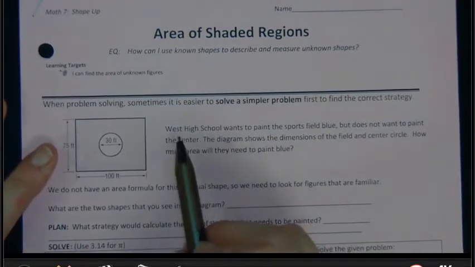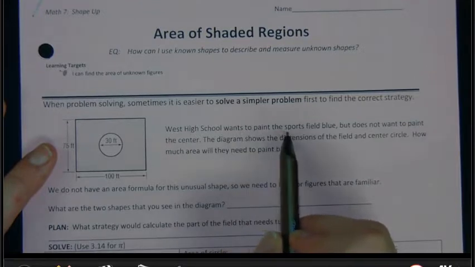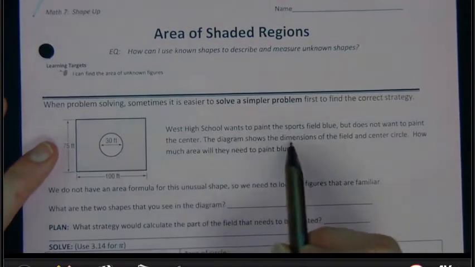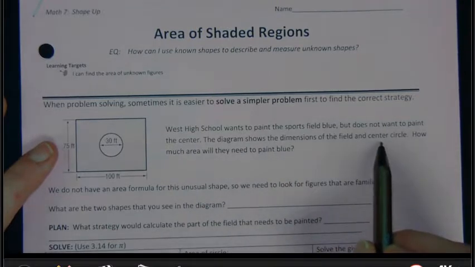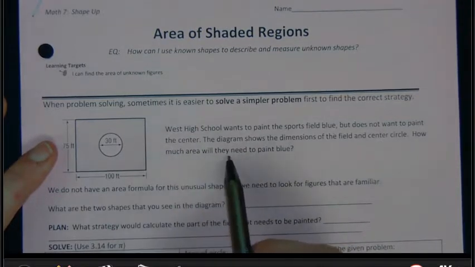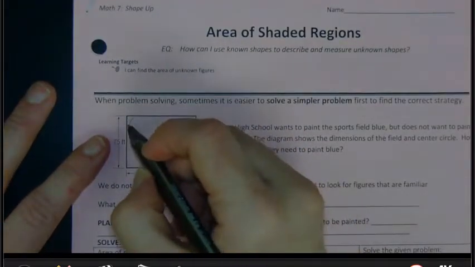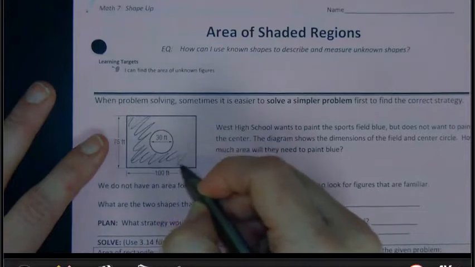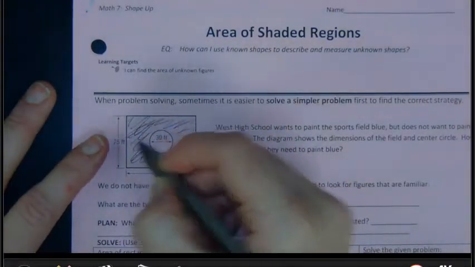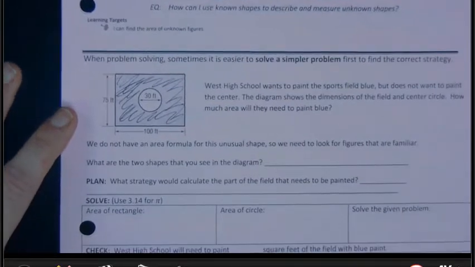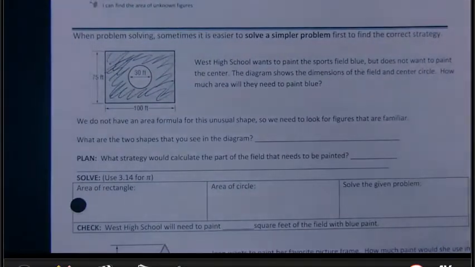All right, so West High School wants to paint the sports field blue, but does not want to paint the center. The diagram shows the dimensions of the field and center circle. How much area will they need to paint blue? So I've got my figure here. Everything all around the center circle is the area that they want to paint blue. They do not want to paint the center circle. They want to know how much paint they are going to need to actually use to create the area.